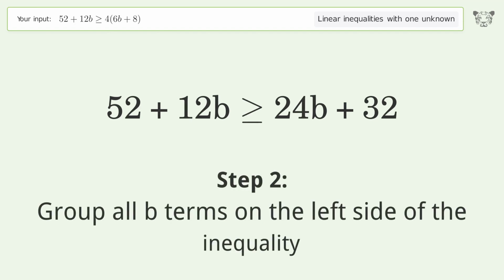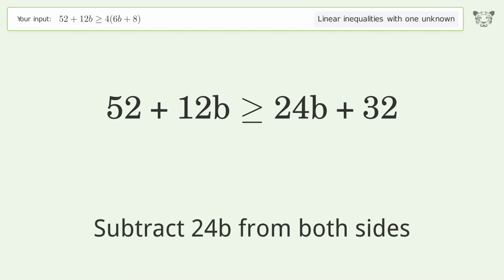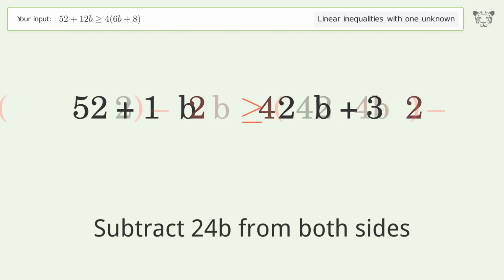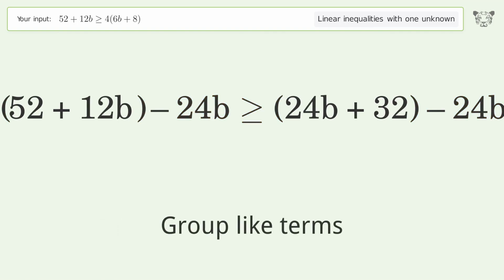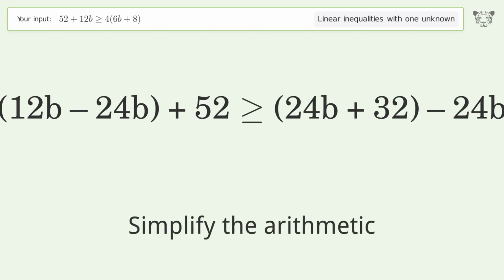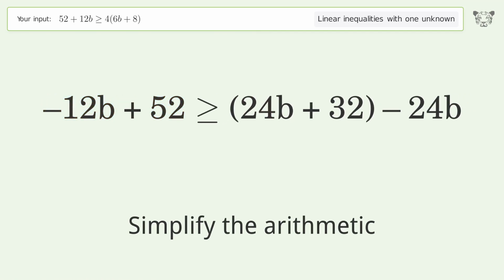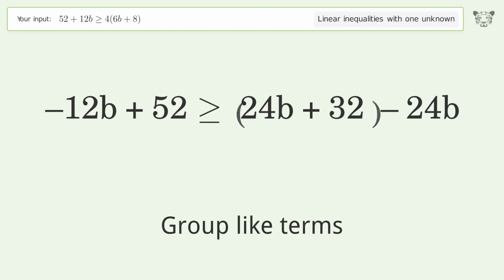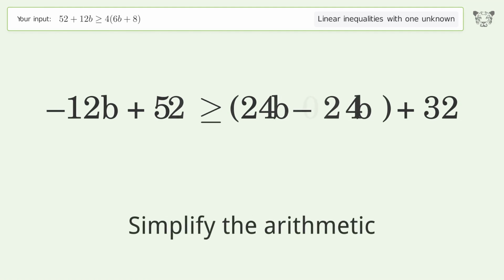Group all b terms on the left side of the inequality. Subtract 24b from both sides. Group like terms. Simplify the arithmetic. Group like terms. Simplify the arithmetic.